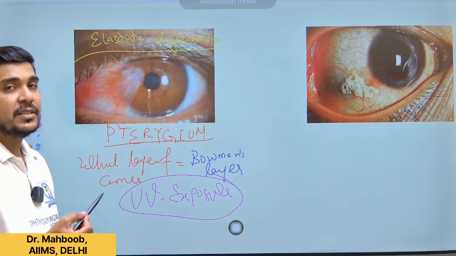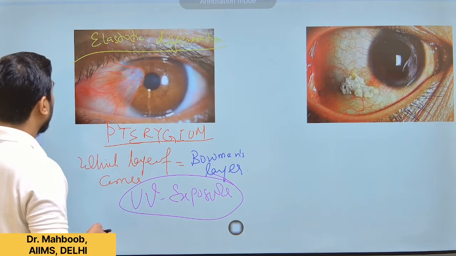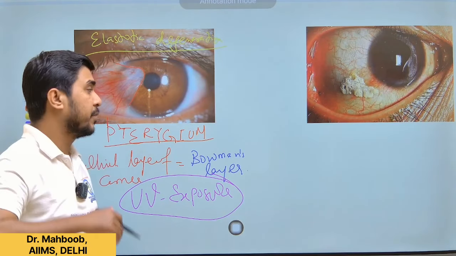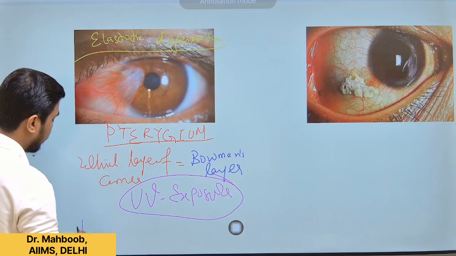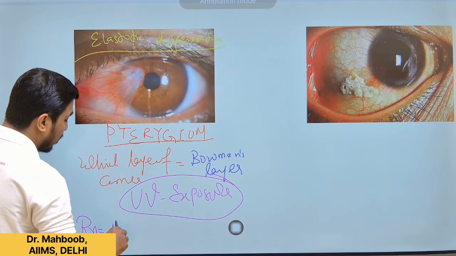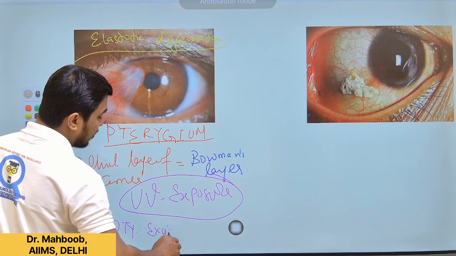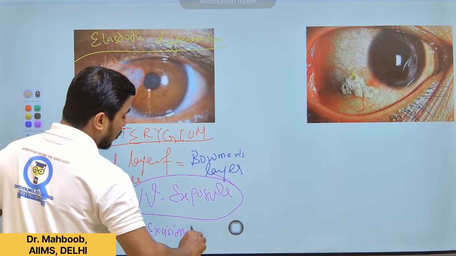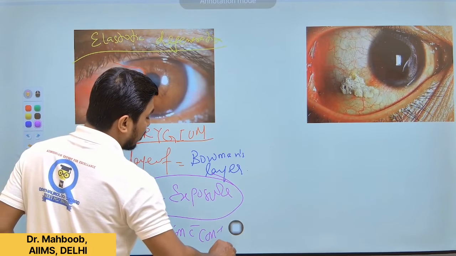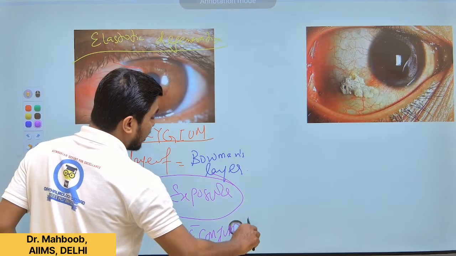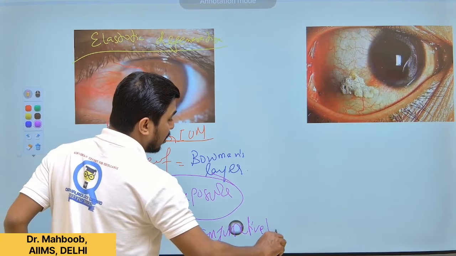And the treatment is obviously pterygium excision with conjunctival autograft. So treatment क्या है? Pterygium excision with conjunctival autograft.